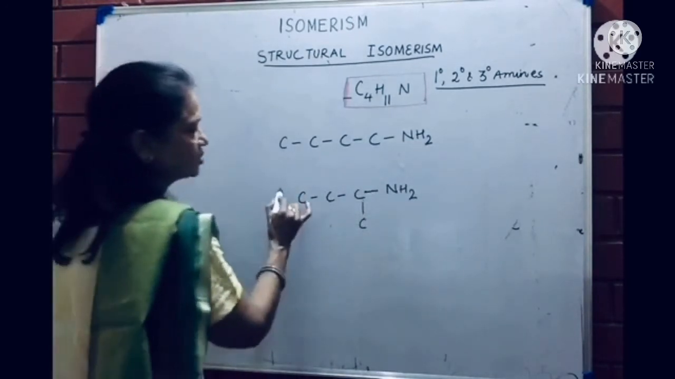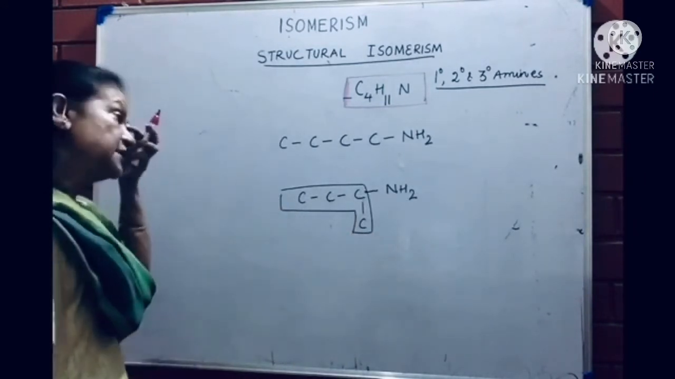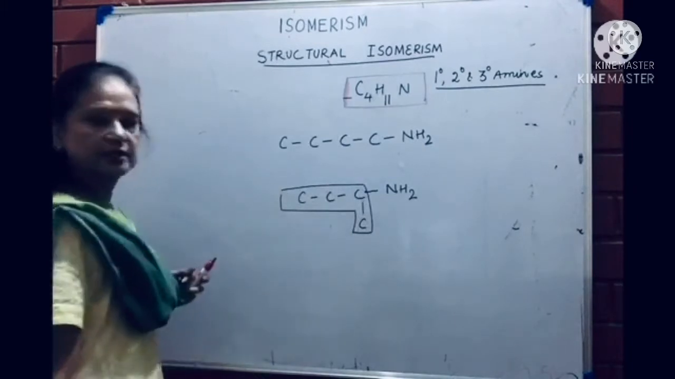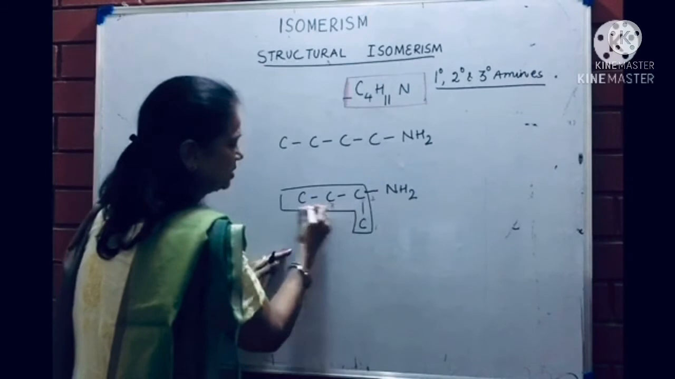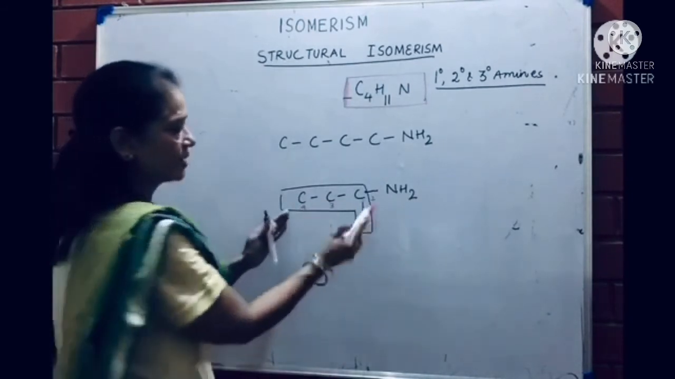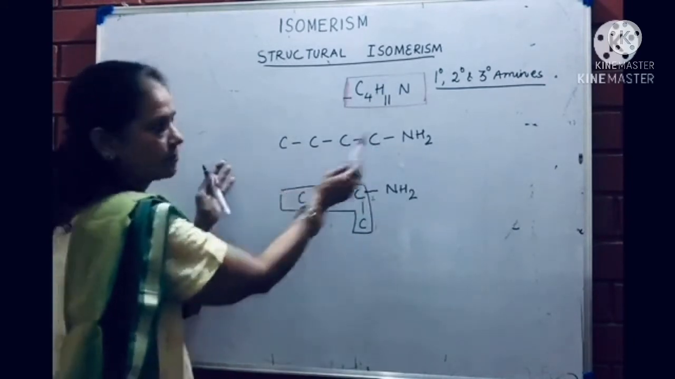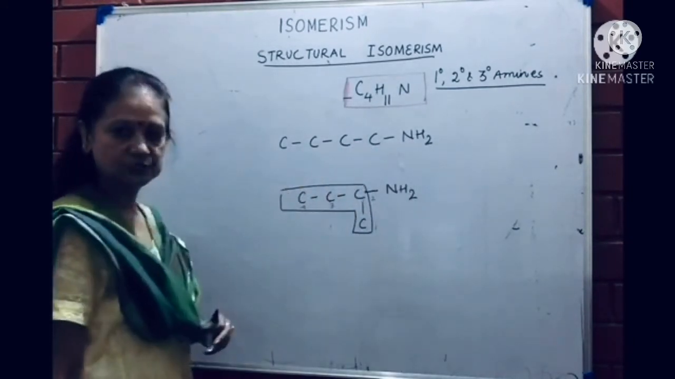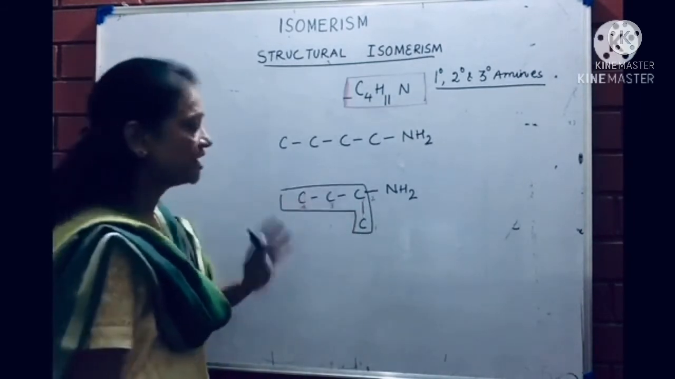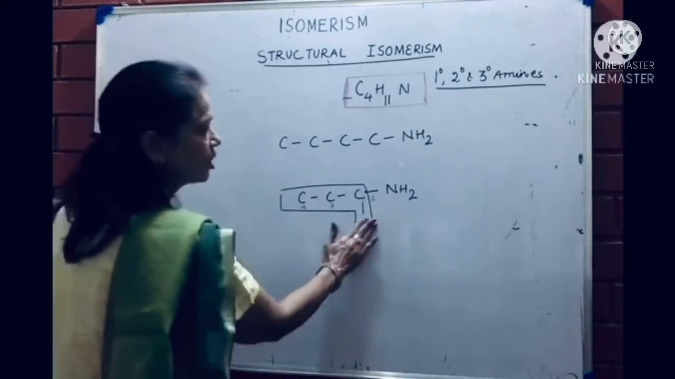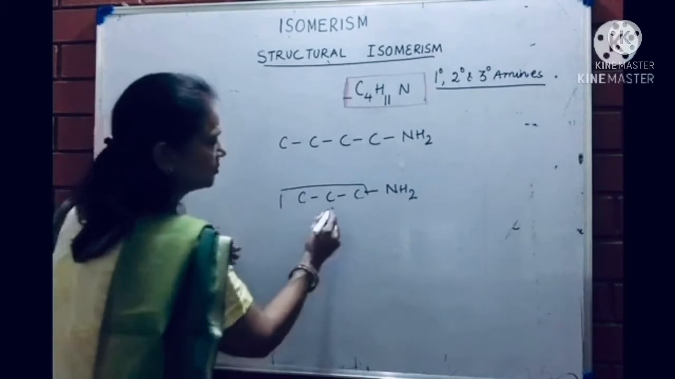If I make a branch here, my parent chain will become this. If the parent chain becomes this, that means I have shifted NH2 because now I'll have to count from here 1, 2, 3 and 4. So this will become 2-aminobutane. This was 1-aminobutane. Amino group was present at place 1. Now it is present at place 2. So never make a chain like this. When you are making a chain isomer, always make the branch somewhere in between.